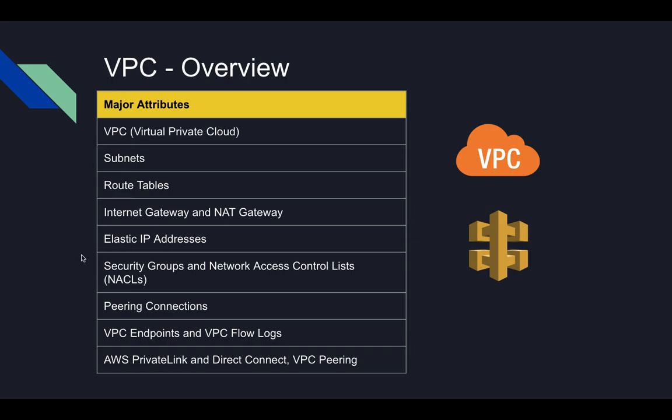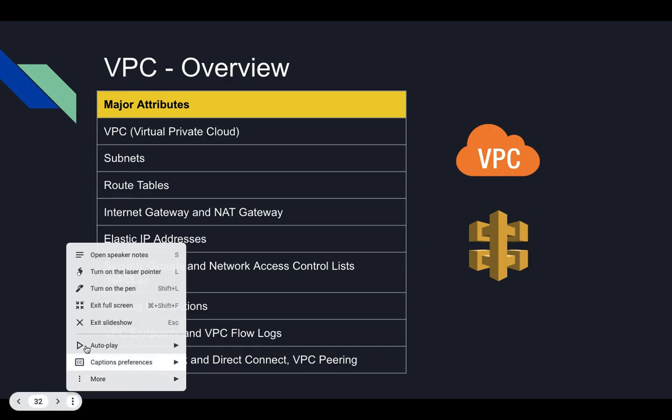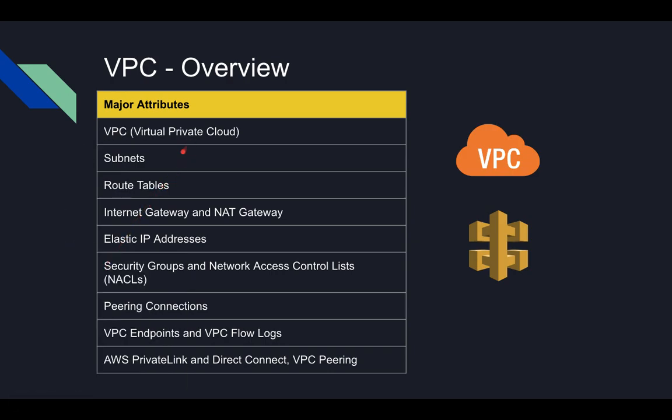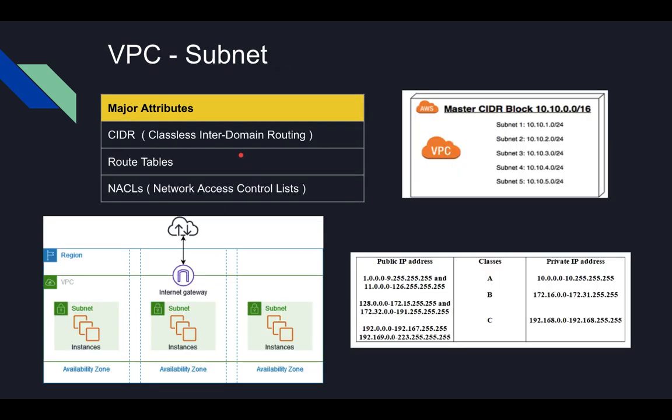In this we are going to understand in more detail what subnets, route tables, gateways, elastic IP addresses, security groups, NACLs, peering connections and so on are. Before we get into the other topics on this VPC, let's quickly understand what a VPC basically is, at a basic level.